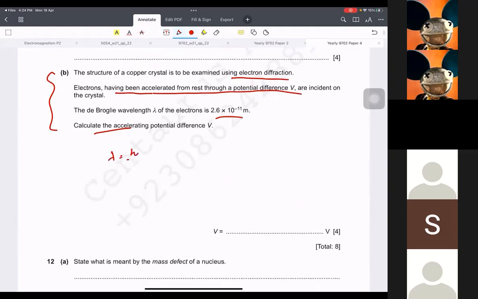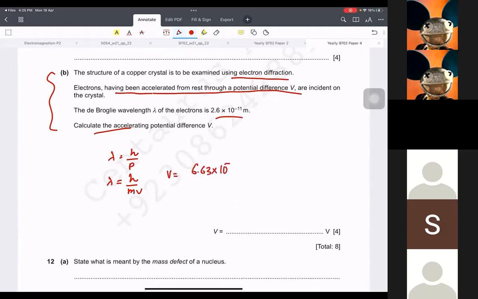Lambda is equal to h over p. Either you can use this or you can, I mean, yes, this will take time. So h over mv, what is this? This is an electron, right? So we can find this.